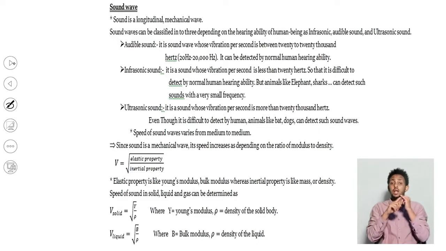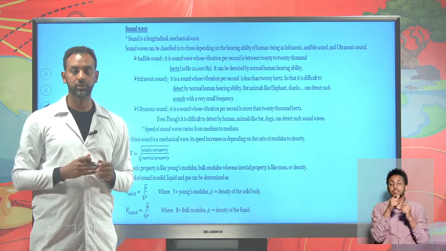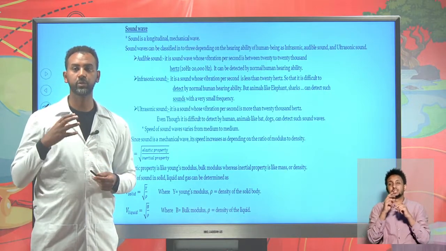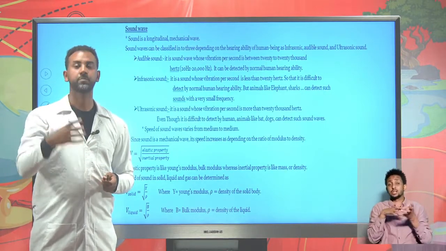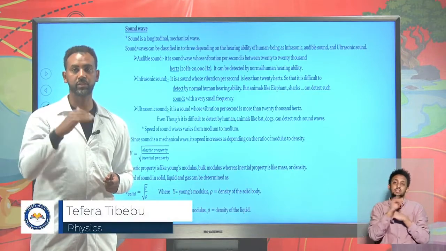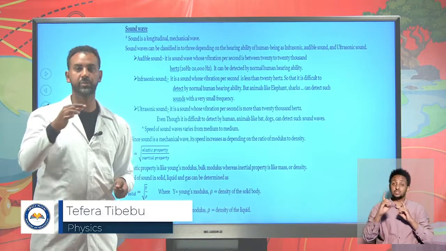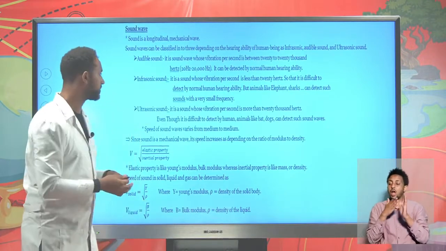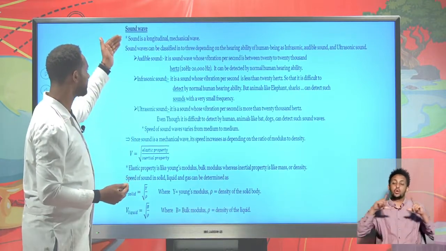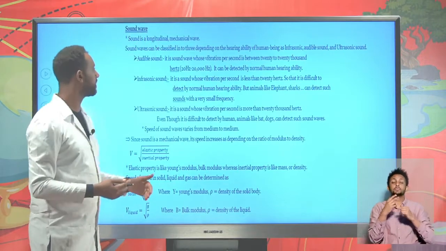And at last, let's look at sound waves. We have different waves. Among them, one good example is sound wave. Sound wave is a mechanical wave, and it is also a longitudinal wave. It's longitudinal because the disturbed particles move in the same direction as the wave. As the wave propagates in one direction, the disturbed particles are moving along that wave, so it's a longitudinal wave. Sound wave is a longitudinal mechanical wave.